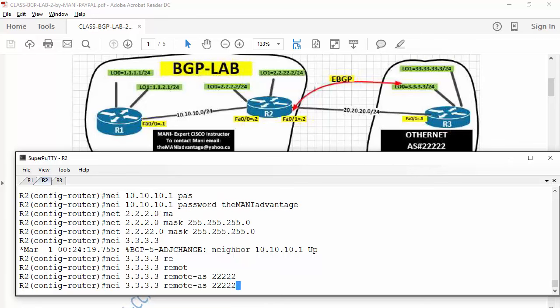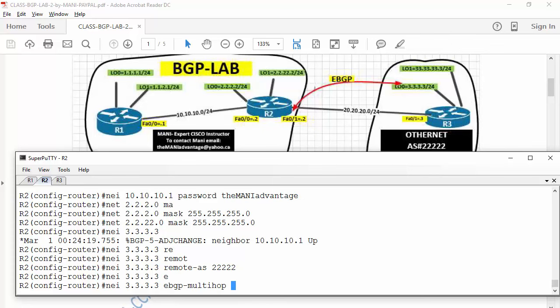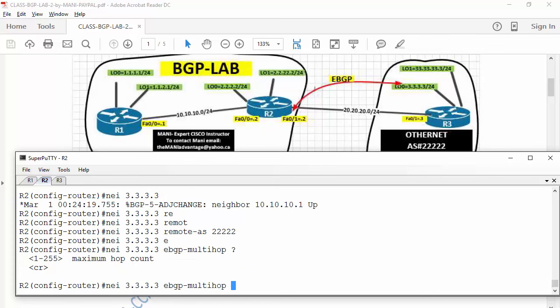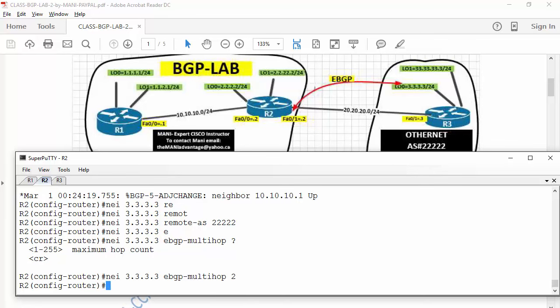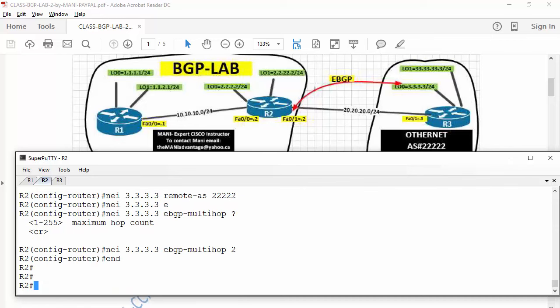Then I have to say neighbor eBGP multi-hop. So there are 1 to 255 here. 1 is enough, but I'm going to put 2. So that means for eBGP, whenever you are doing at least one side with the BGP loopback peering, you have to have the special command called eBGP multi-hop. So that's it. So I gave this command. I'll just show you the command syntax.